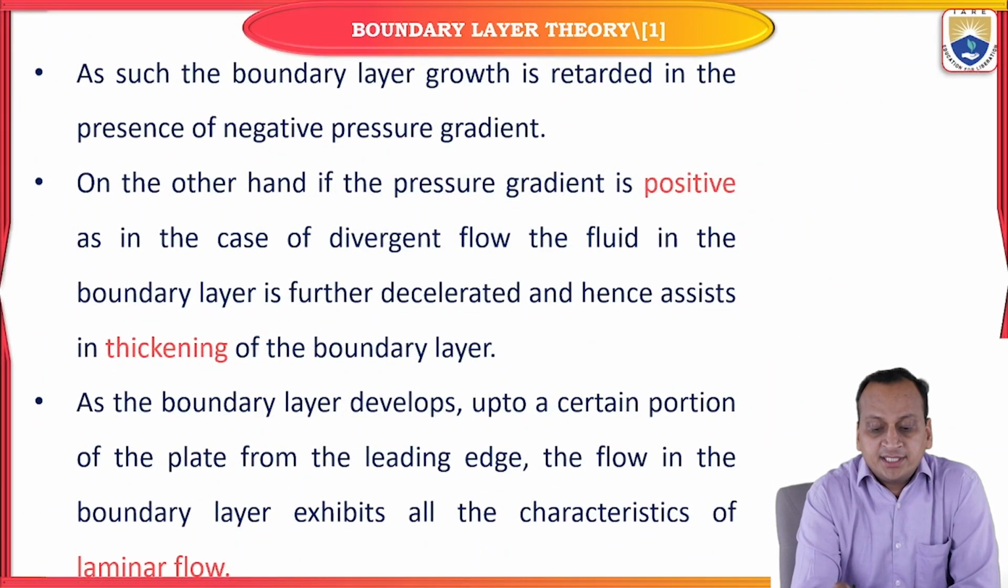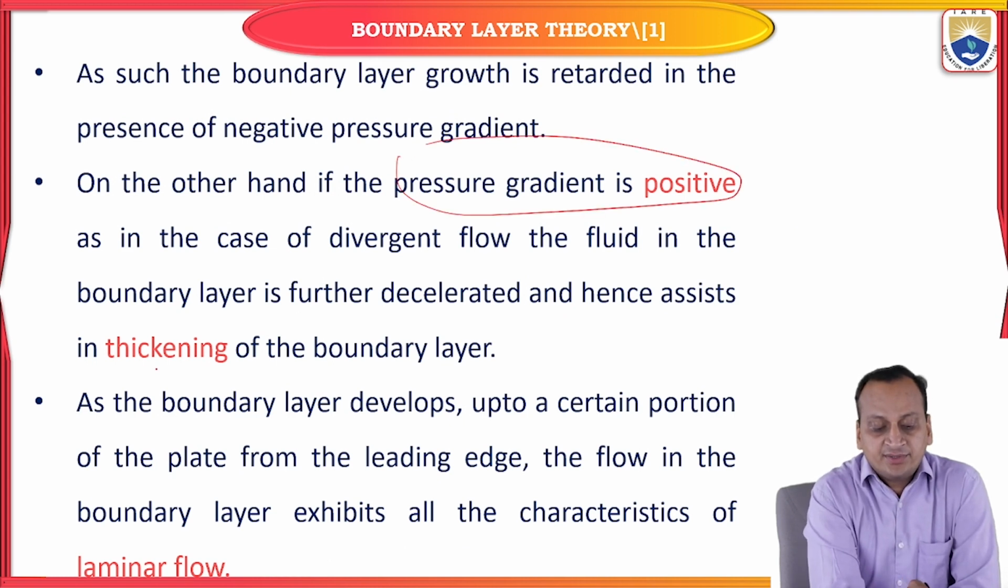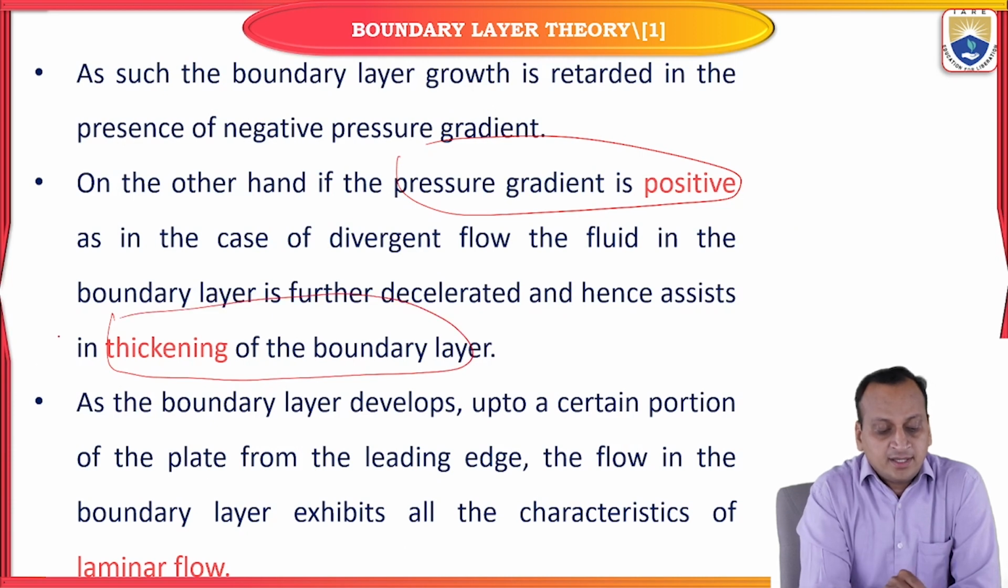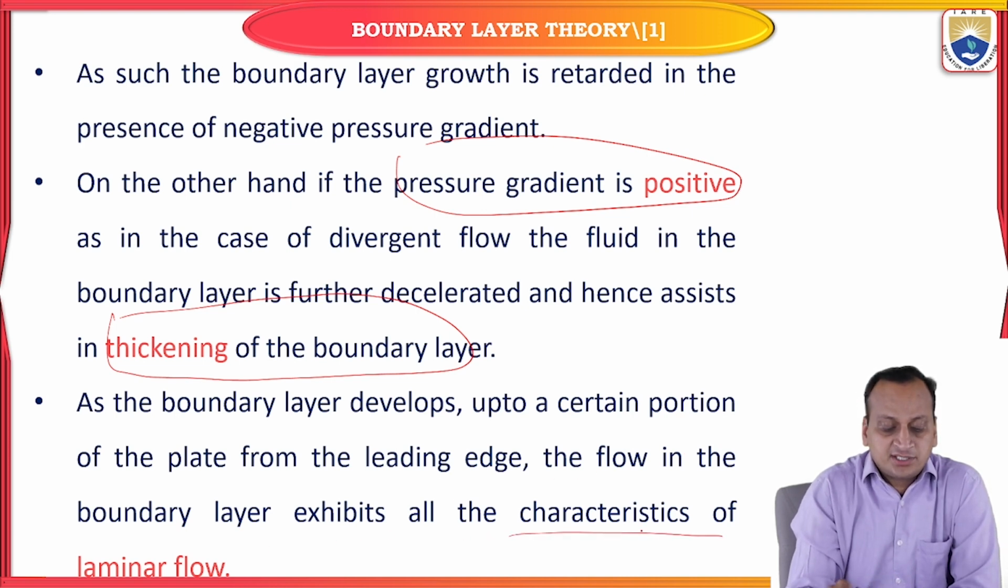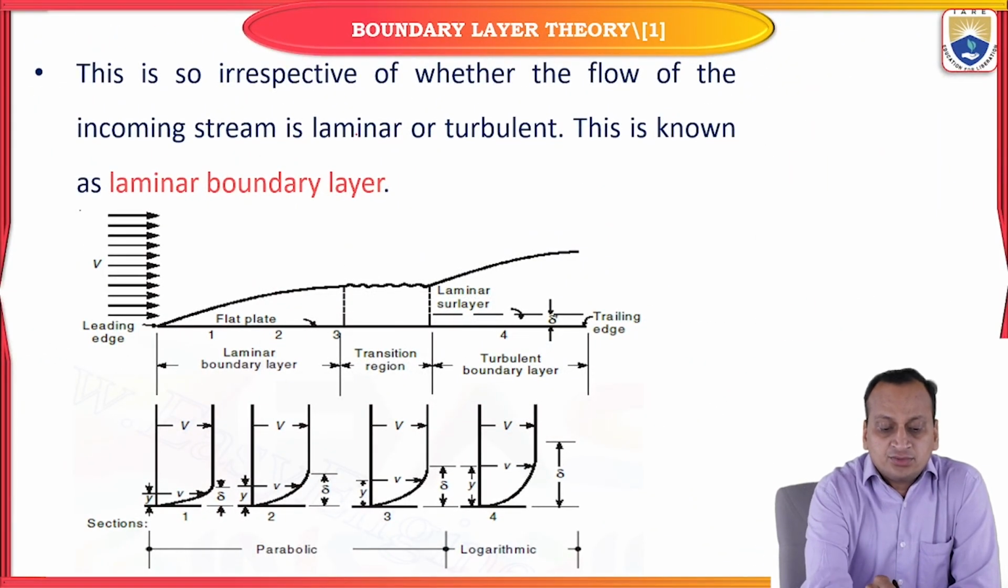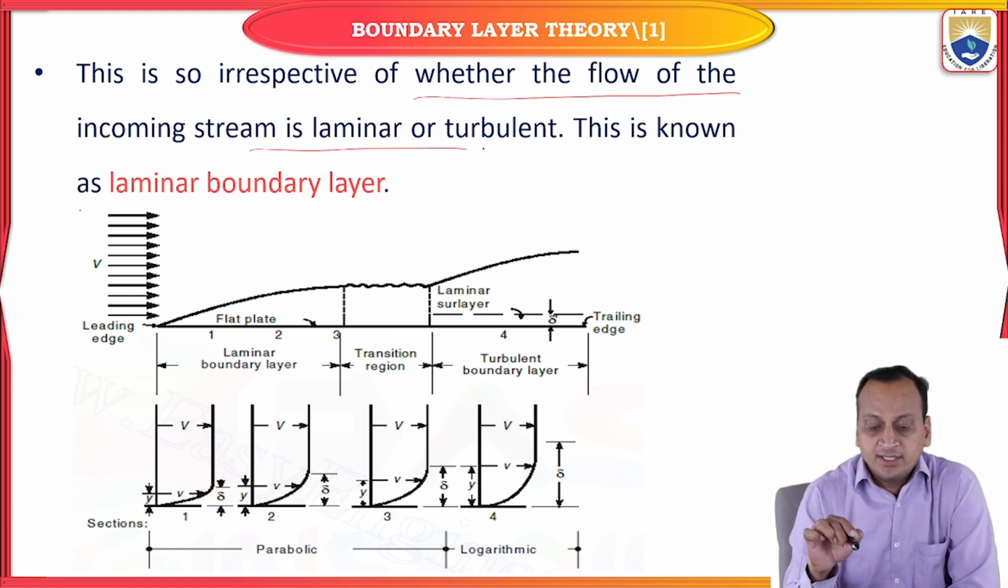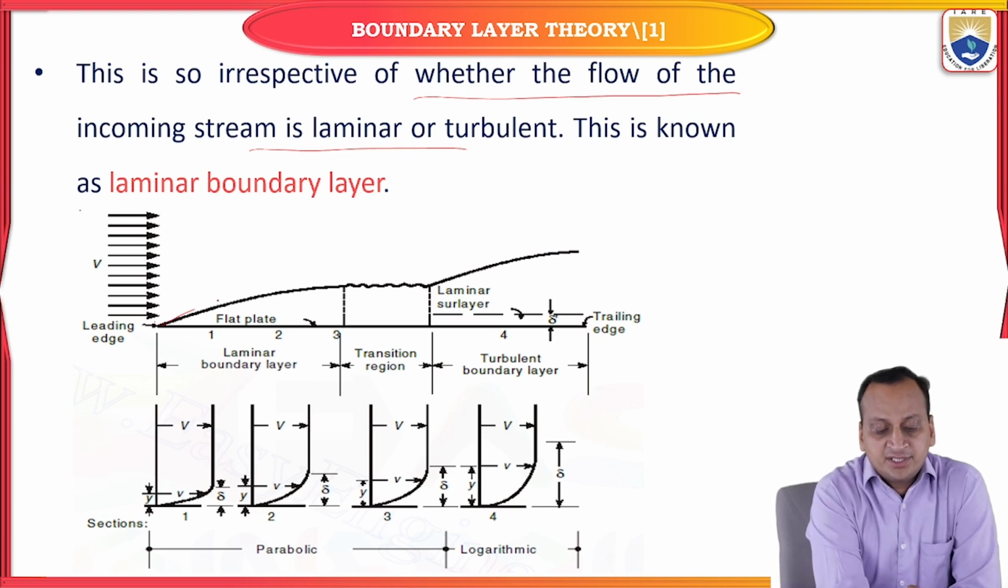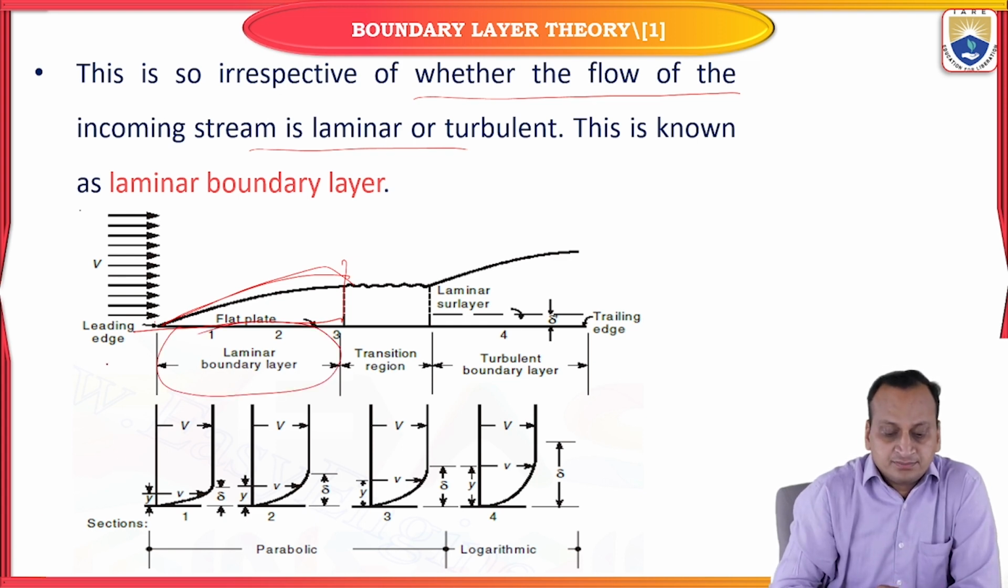So, if the pressure gradient is positive, then it helps in the thickening of a boundary layer. As the boundary layer develops up to a certain portion of the plate from the leading edge, the flow in the boundary layer exhibits all the characteristics of a laminar flow. This is so irrespective of whether the flow of the incoming stream is turbulent or laminar, but up to some portion, it exhibits similar to the laminar flow characteristics. Therefore, this is known as a laminar boundary layer, and it is a laminar boundary zone.